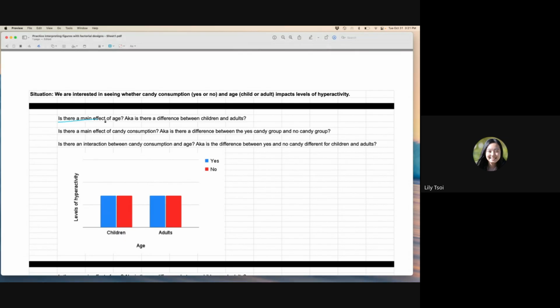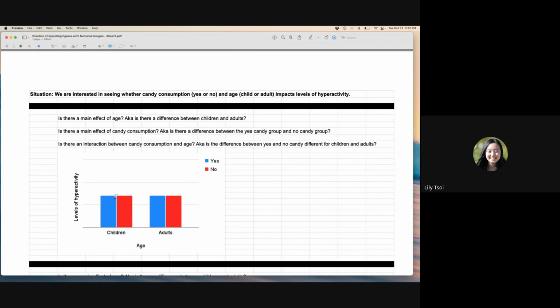Is there a main effect of age? All right, so the way you can reframe it is, is there a difference between children and adults? Because here we have age, we have two levels, children and adults. So the way we answer this question is seeing whether the mean for children is different than the mean for adults. So let's look at the mean here.